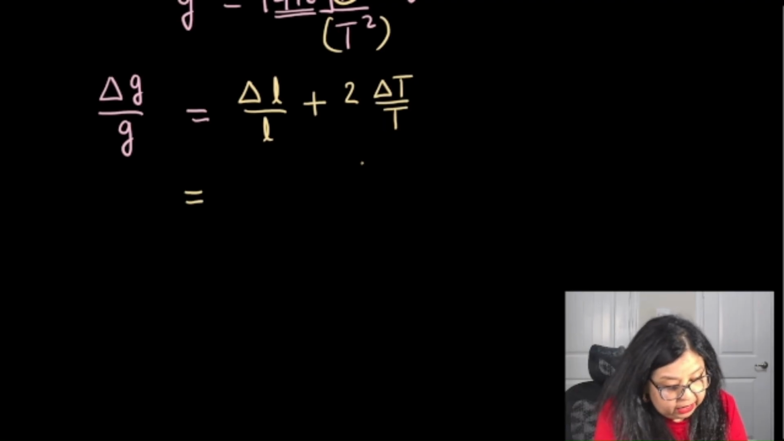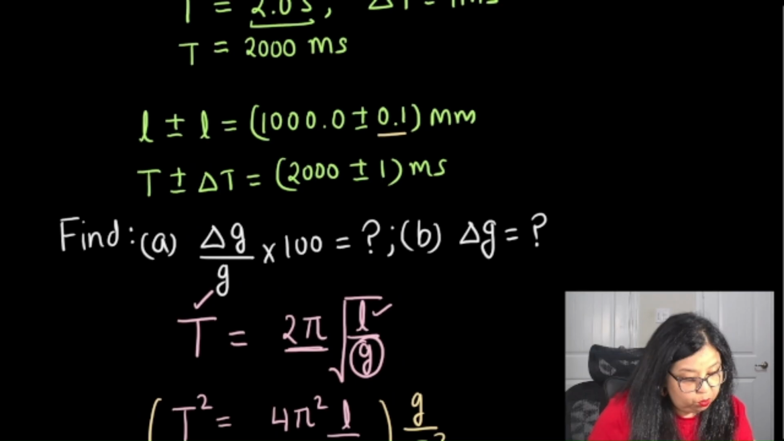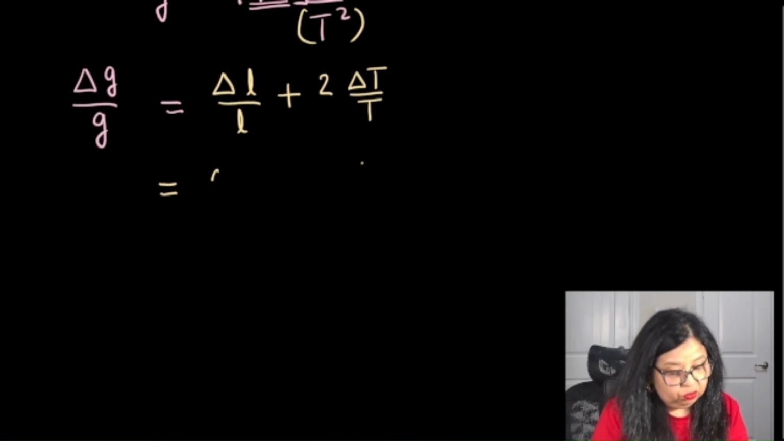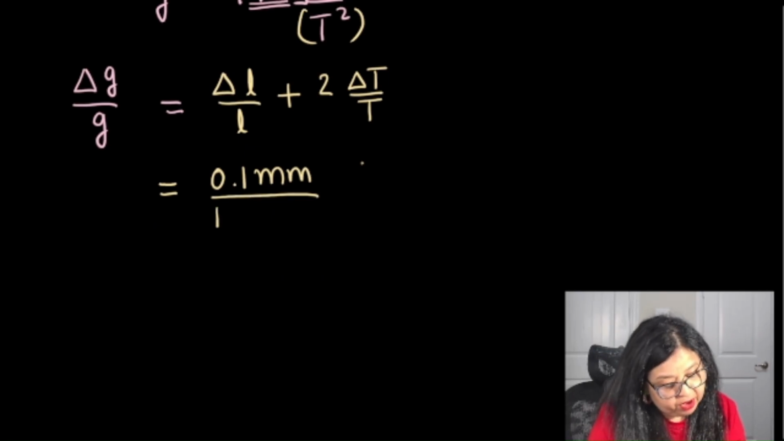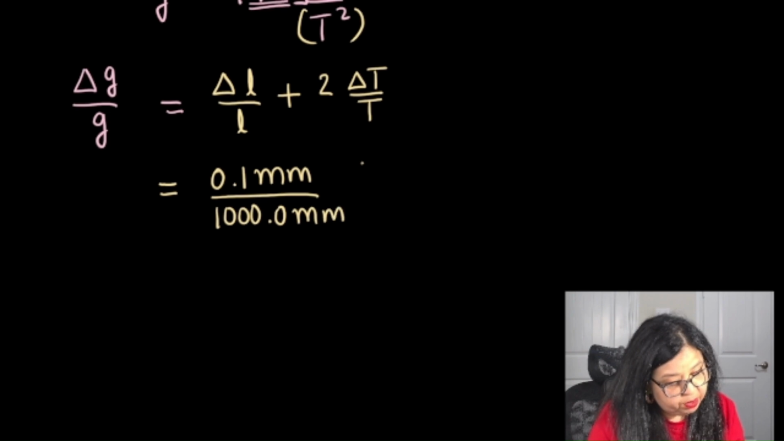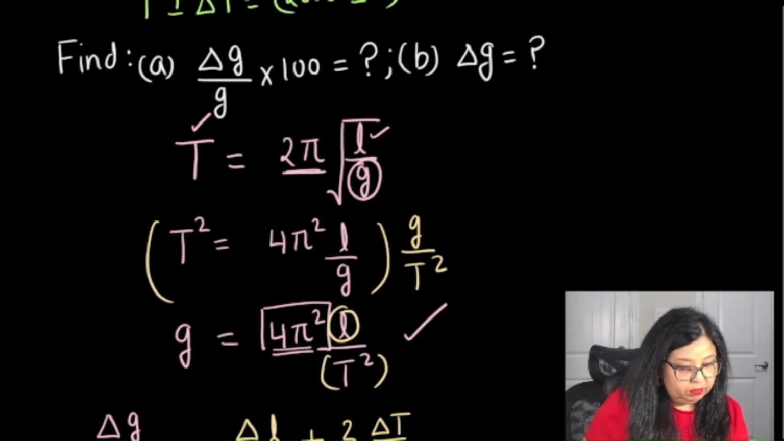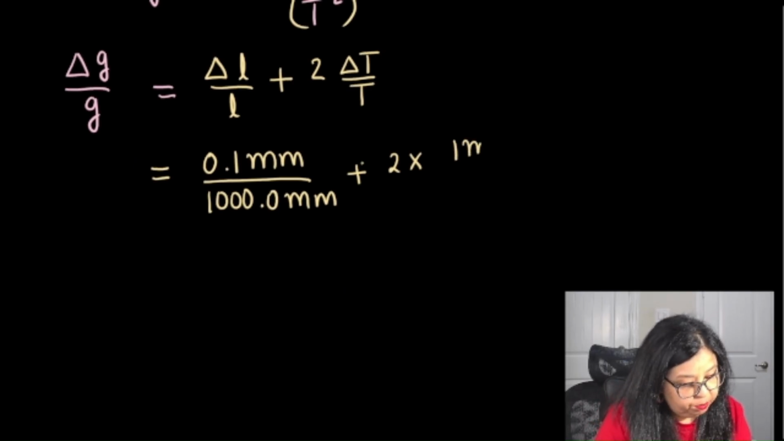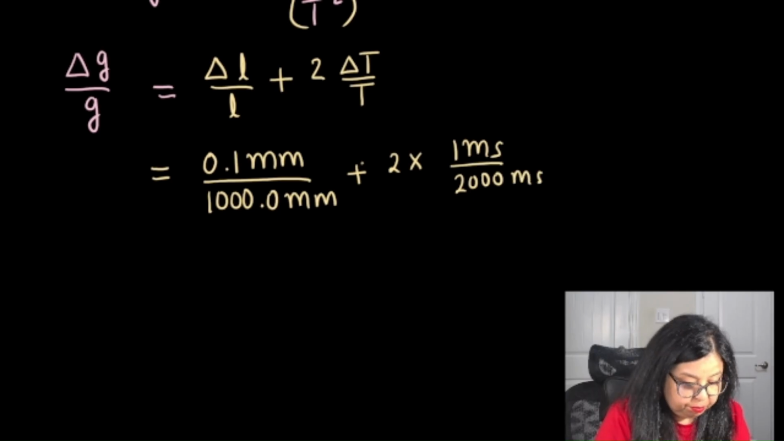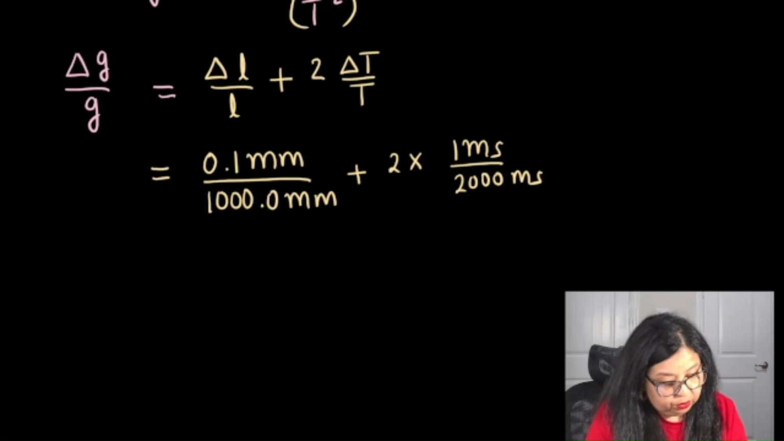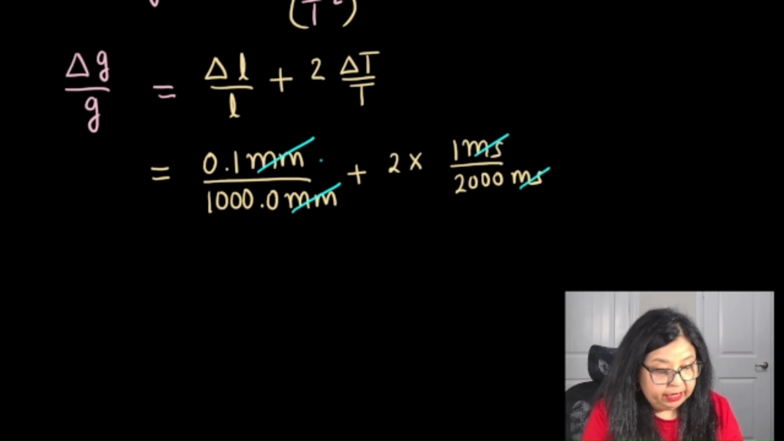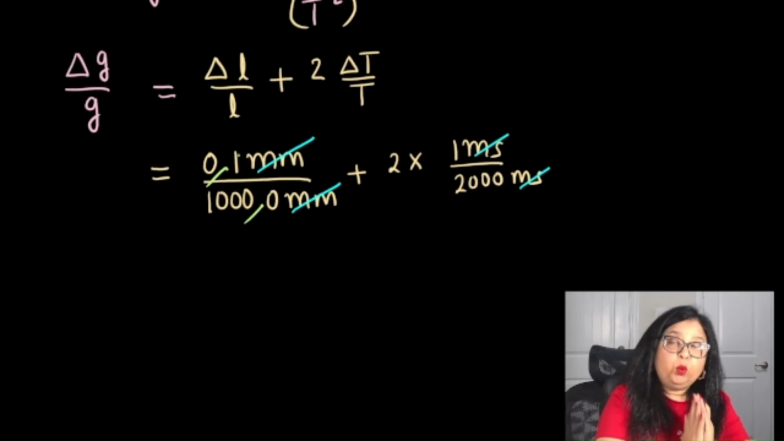Now, do we know delta L? Sure we do. We wrote it down here, 0.1 millimeter, and L is 1000.0 millimeter. So 0.1 millimeter divided by 1000.0 millimeter, plus 2 times delta T, which is 1 millisecond, and T is 2000 milliseconds. So that is 1 millisecond divided by 2000 milliseconds. Millimeter cancels millimeter in the first term, and milliseconds cancel milliseconds.